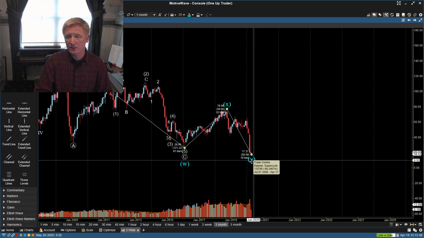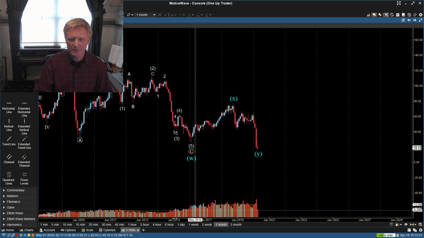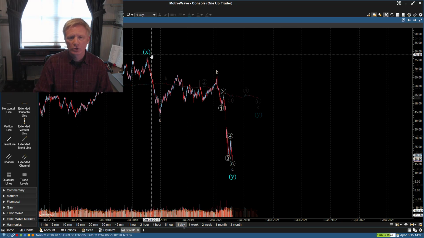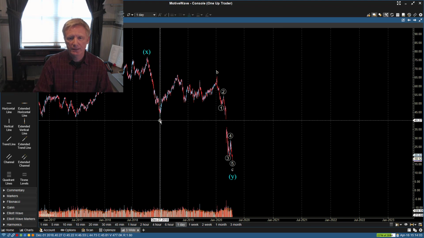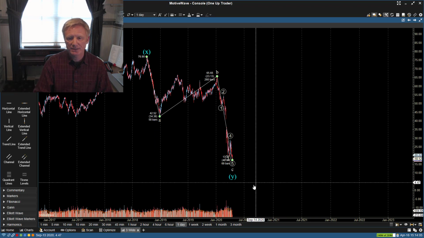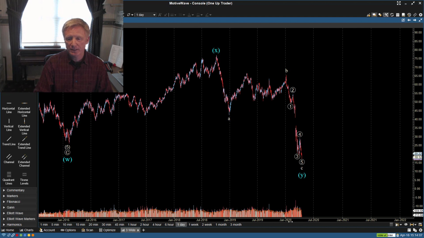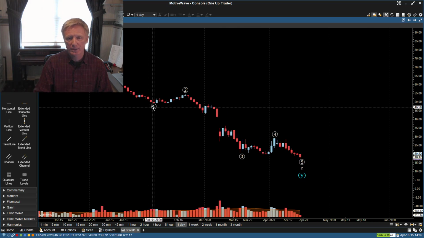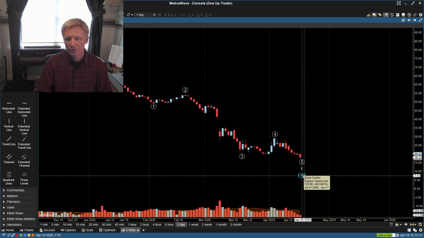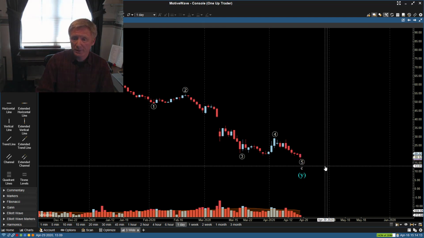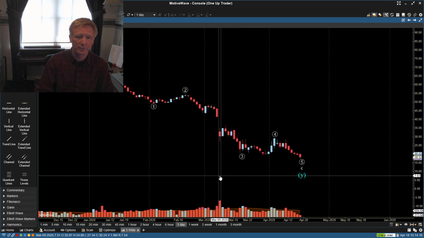My question is this Y complete? So let's take a look at the day chart. So here is your X wave, and here is an ABC. C is made up of 5 waves. So I'm looking at 1, 2, 3, 4, 5, and it looks like this could be complete unless it wants to come down just a little bit further.